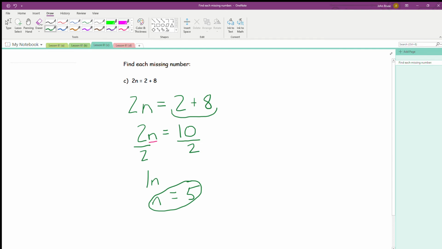I'm going to plug in the 5 for n to make sure that 2 times n equals 2 plus 8. So 2 times 5, because remember that was our n, equals 2 plus 8. So 2 times 5 is 10, and 2 plus 8 is 10. So check, we're good to go. This is our answer right here.